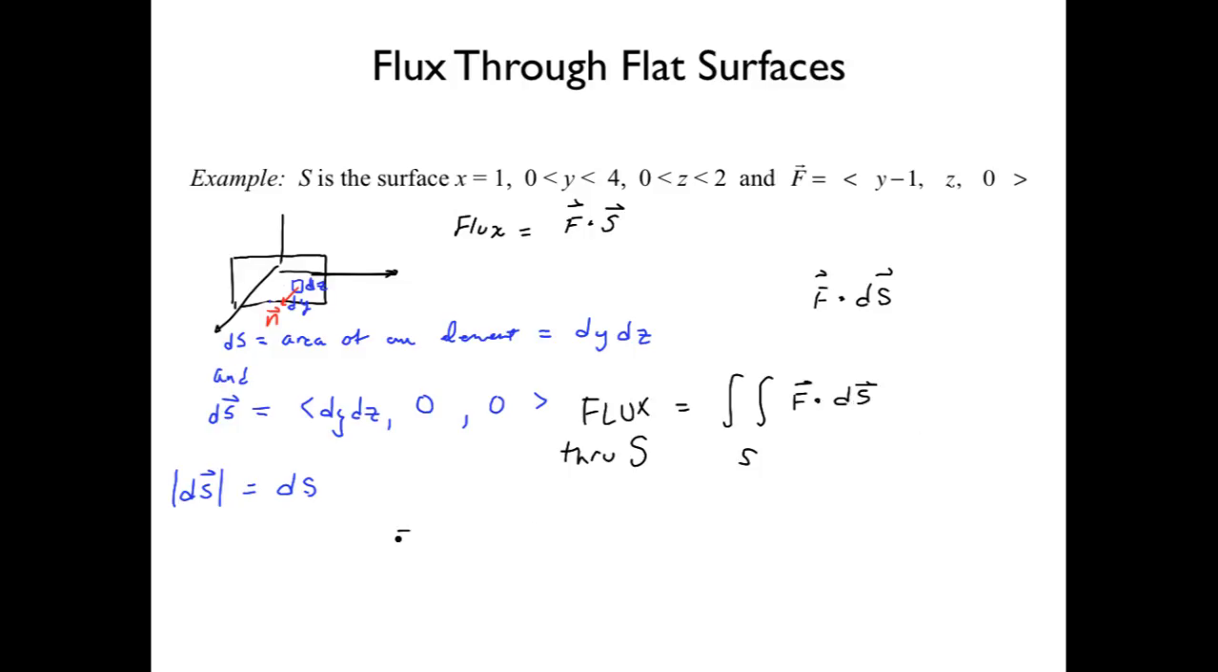which equals the double integral over S. What's F? (y minus 1, z, 0) dot. What did we find was dS? dy dz.